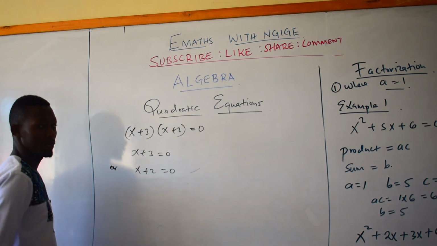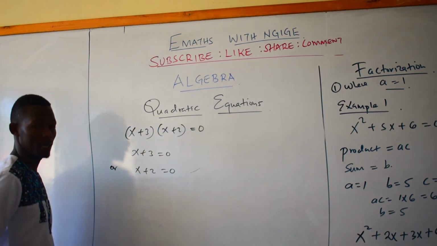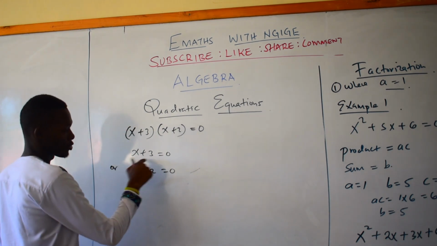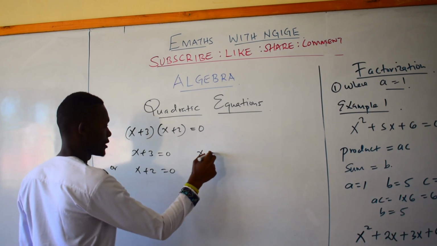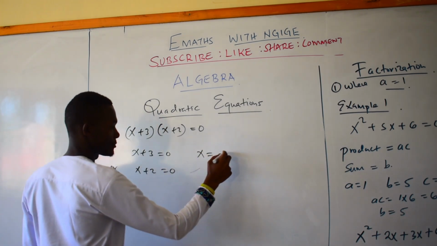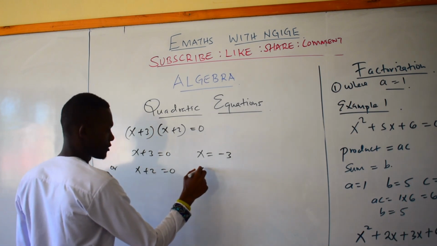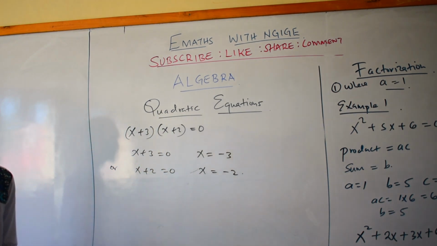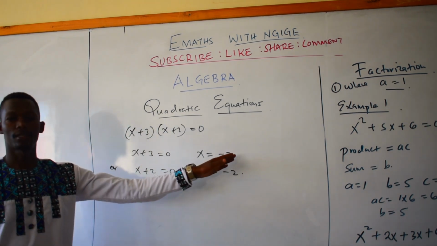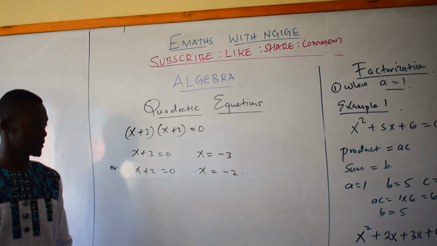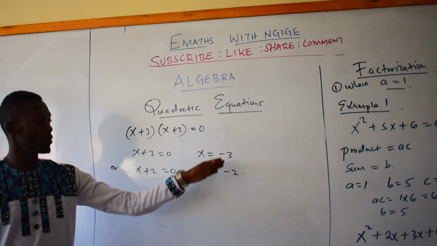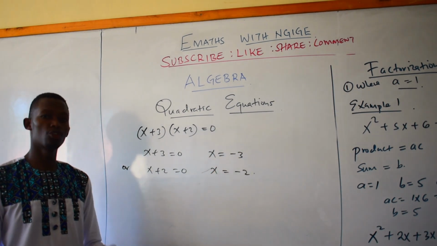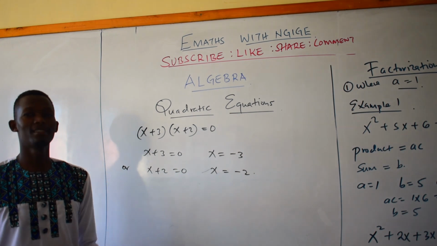Therefore, I want to make x the subject of the formula. So we take the positive 3 to the other side and the positive 2 also to the other side. So the solution for this: the positive goes to the other side, becomes negative 3, and you have x equals negative 2. So what we're saying is, these are the roots of x. Now, what do you mean by the root of x? It is a number which, when you put it in an equation, satisfies that equation.